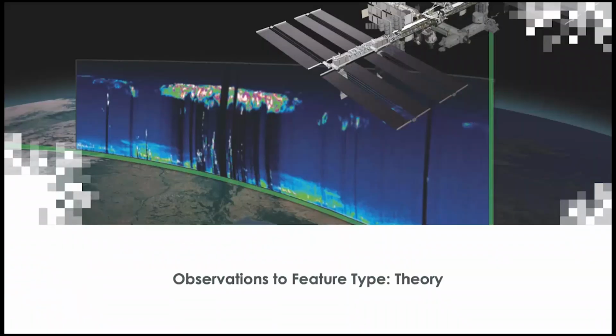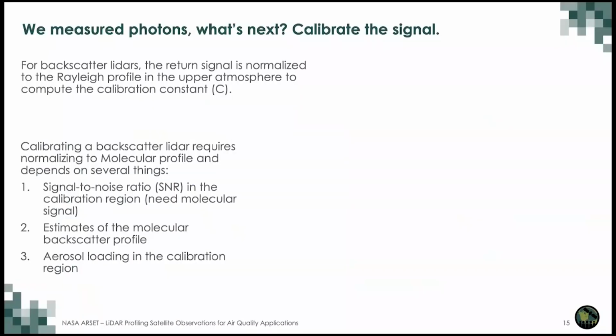All right, so let's move on to the theory of how we get from LiDAR measurements of photons to level 2 data products such as aerosol extinction, aerosol type, things of that nature. So in part one, we went over the fundamentals of how LiDARs work, how they collect photons at different ranges from the telescope. So now we have that vertical information of backscattered photons. What do we do next?